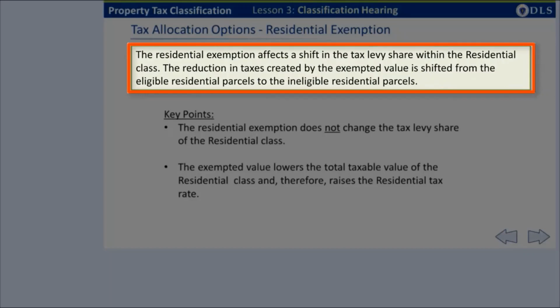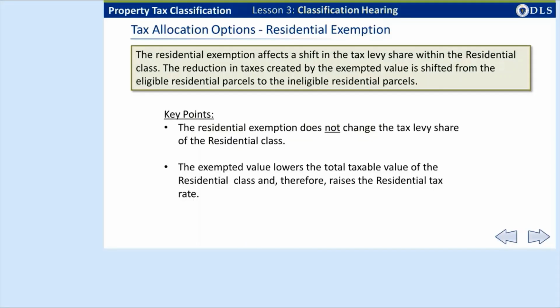The residential exemption produces a shift in the tax levy share within the residential class. The reduction in taxes created by the exempted value is shifted from the eligible residential parcels to the ineligible residential parcels. The residential exemption does not change the residential tax levy share. The exempted value lowers the total taxable value of the residential class and therefore raises the residential tax rate.